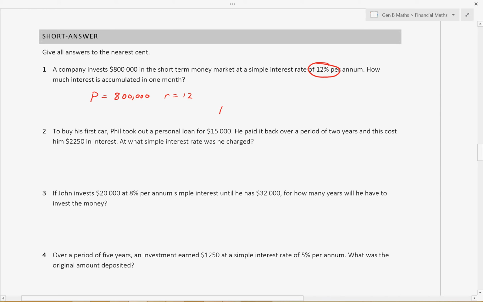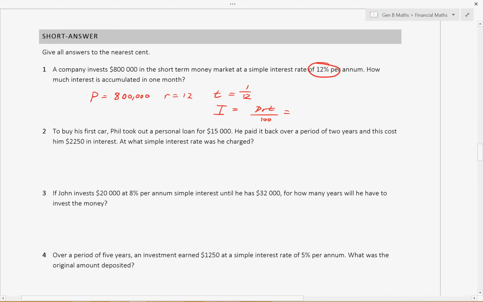So, now, importantly, T, 1 month, is equal to, well, T is the number of years. So, simple interest in terms of years. So, it's actually 1/12 of a year, isn't it? So, we're just using the simple interest formula. I equals PRT over 100.